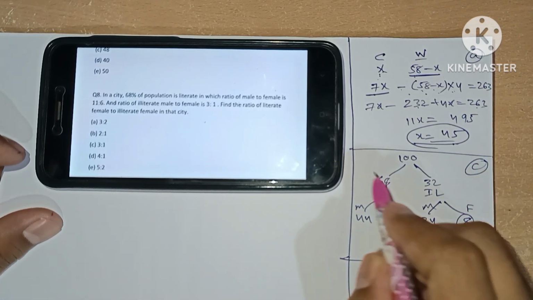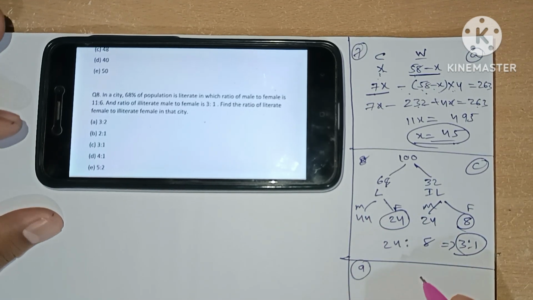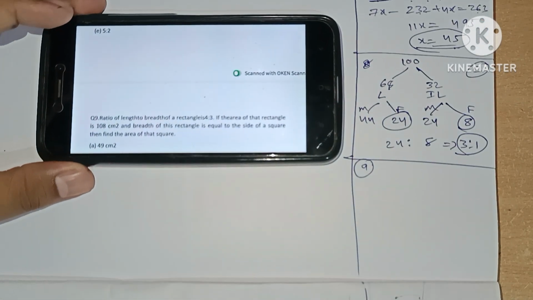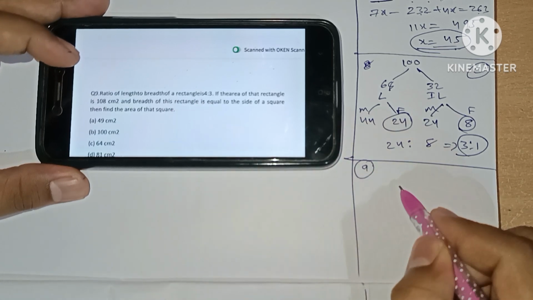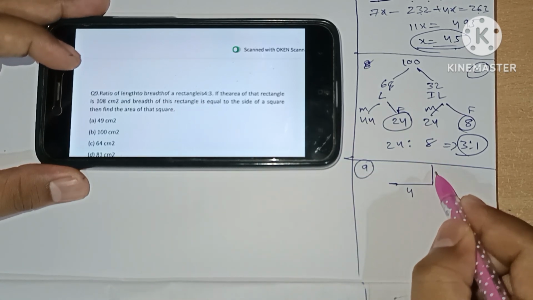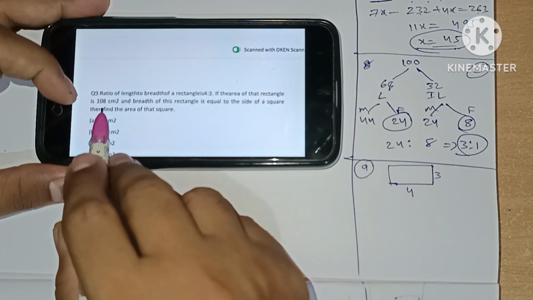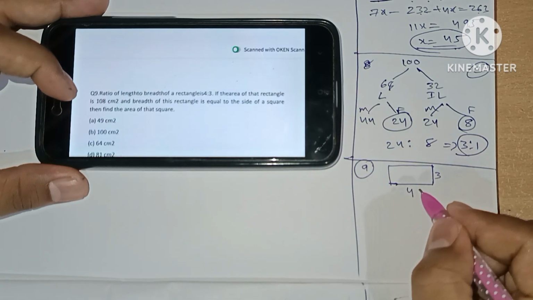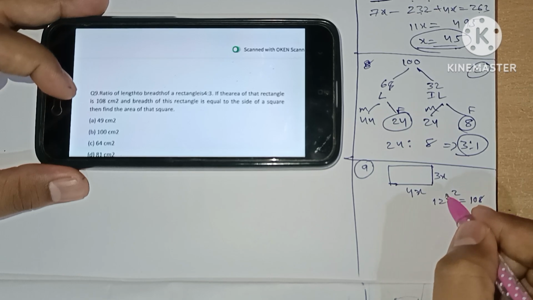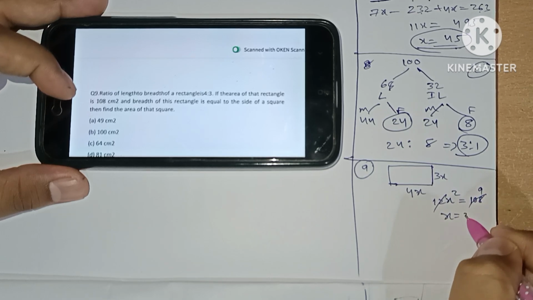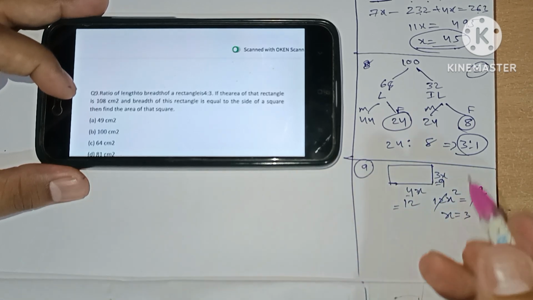Next, this was the 8th question. This was the 7th question. Now we are going to see the 9th question. The ratio of length to breadth of a rectangle is 4:3. So length is 4x, and breadth is 3x. If the area of the rectangle is 108 centimeter square, so L into B means 4x into 3x, which is 12x square, is 108. x square is 9. So x value will be 3. So 4 times 3 is 12, 3 times 3 is 9, the length and breadth.